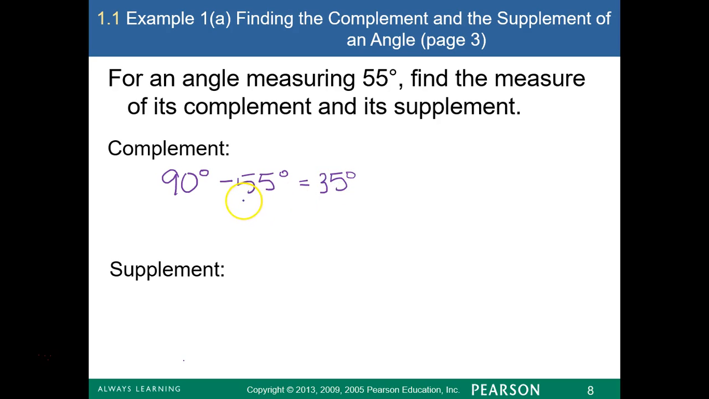So 55 and 35 are complementary angles. Supplement, let's do the same thing, except supplementary angles add up to 180 degrees. So take 180, subtract your 55 degree measurement that you're given, and we end up with 125 degrees. So the 125 degrees is the supplement of 55 degrees.